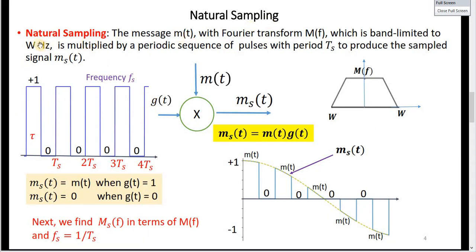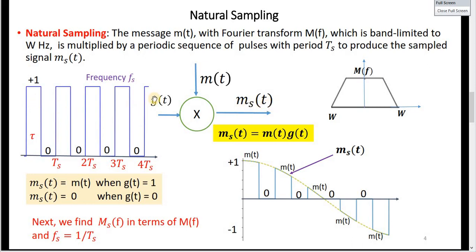Natural sampling. In natural sampling, the message M of T with Fourier transform M of F, which is band limited to W hertz, is multiplied by a periodic sequence of pulses with period TS to produce the sample signal MS of T. So this is how natural sampling is performed. The periodic train of pulses G of T is multiplied by the band limited signal M of T with bandwidth W, and the product of the sampling process is denoted by MS of T.